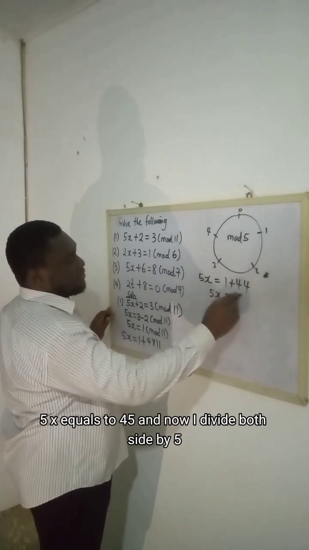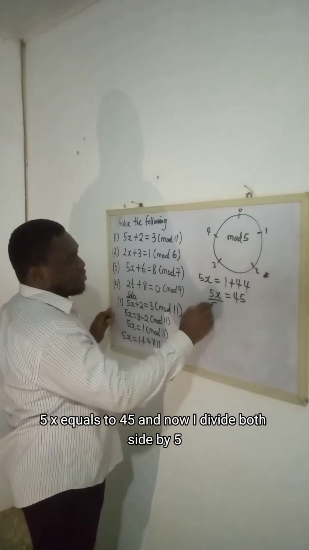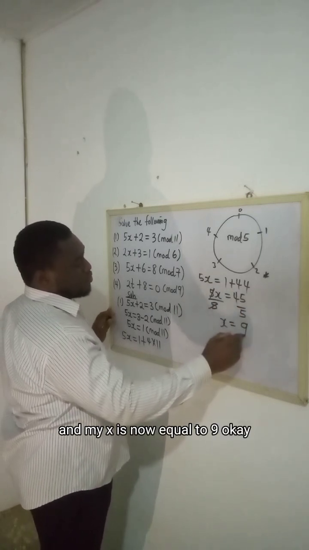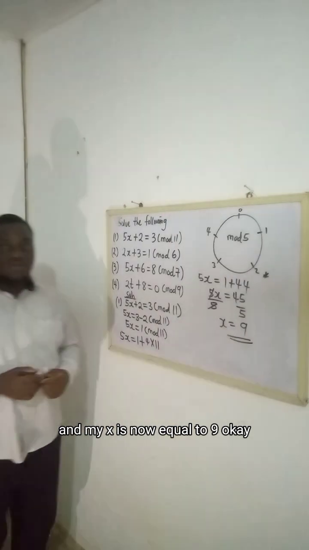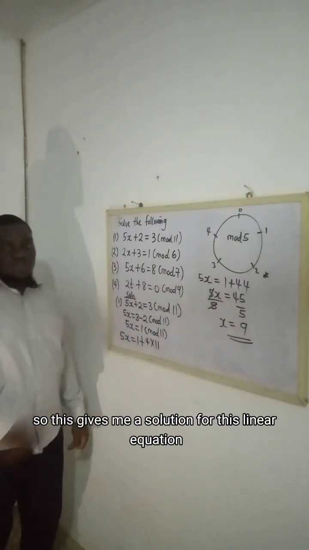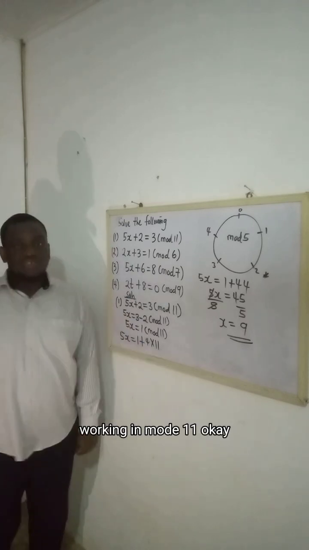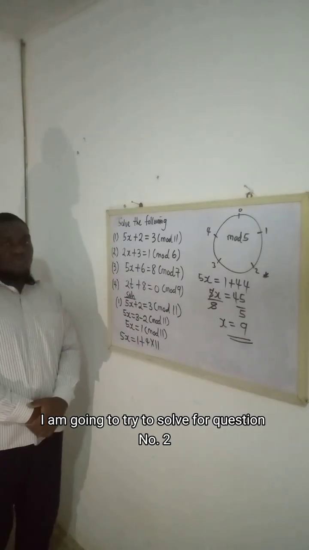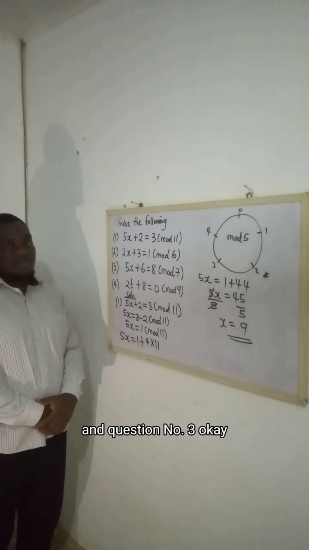5x equals 45. And now I divide both sides by 5, and my x is now equal to 9. So this gives me a solution for this linear equation working in mod 11. Very quickly, I am going to try to solve question number 2 and question number 3.